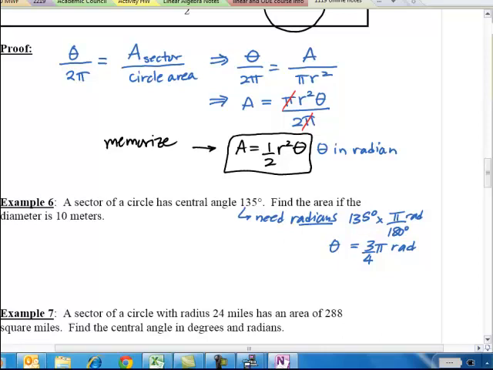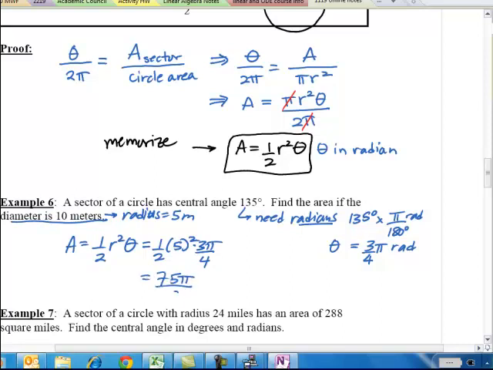So we can say the area is what we're looking for, 1/2 r squared theta, and the diameter is 10 meters, which means the radius is 5, because the diameter goes all the way across. So we'd have 1/2 times 5 squared times 3 pi over 4. So that's going to give us, what, 75 pi over 8? And since the radius was in meters, the area would be in square meters.